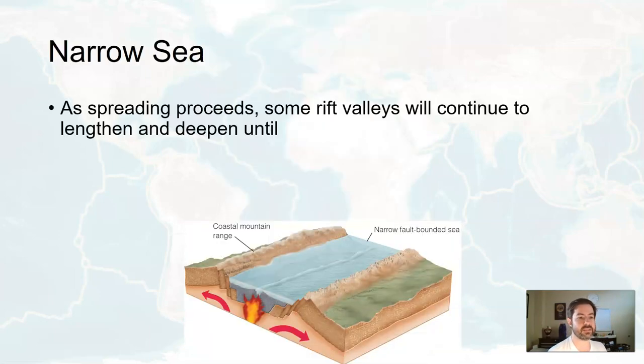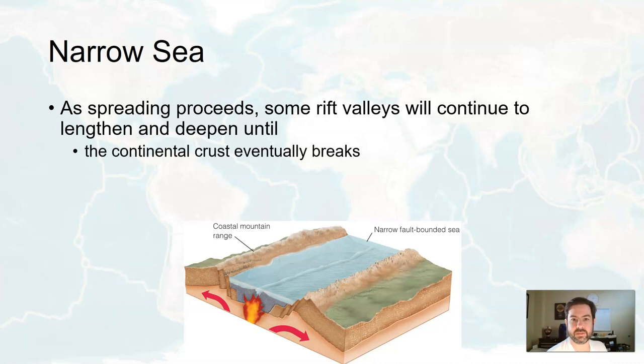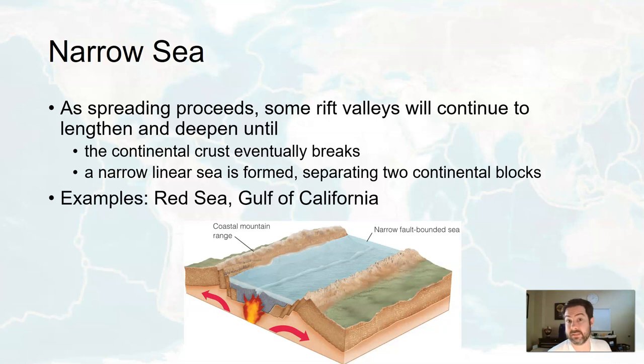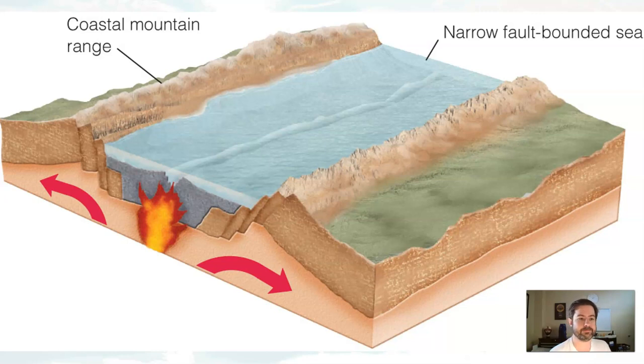As rifting continues, as spreading continues on land, some rift valleys will continue to lengthen and deepen until the crust eventually breaks and drops a little bit, allowing possibly oceanic water to form in that area. So you might have a sea formed in that area, now separating two continental crust blocks. A great example of that is the Red Sea in between Saudi Arabia and Egypt, or the Gulf of California, down where Rocky Point is, between the Mexico mainland and Baja. So again, continue rifting, the center continues to fall, water intrudes in that area.